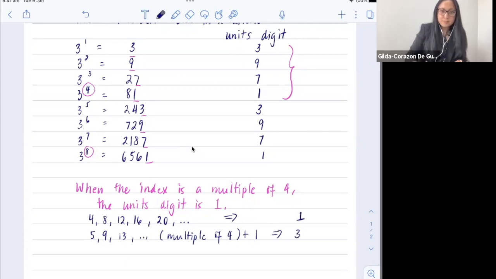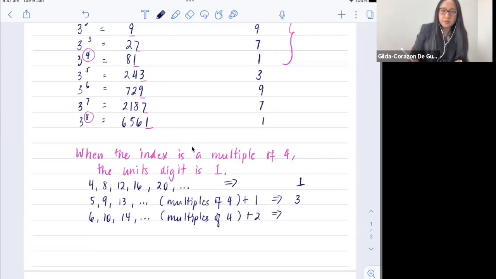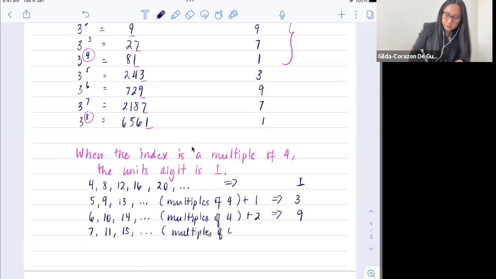3, right? And then we've got what? 6, 10, 14, etc. Or you could probably say multiples of 4 plus 2, right? You could say that the units digit here becomes 9, right? And then if it's 7, 11, 15, etc., or your multiples of 4, but you add 3, then your units digit becomes 7.